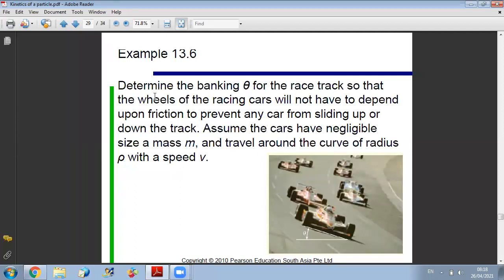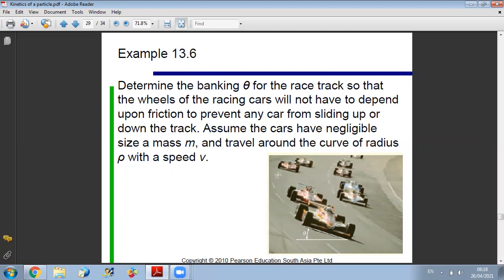So the question is to determine the banking angle theta for the racetrack so that the wheels of the racing cars will not have to depend upon friction to prevent any car from sliding up or down the track. Assume the cars have negligible size, a mass m, and travel around the curve of radius rho with a speed v. So in this problem, what is the method to use? The first step is to draw the free body diagram of your car and to put the frame you want to work in.